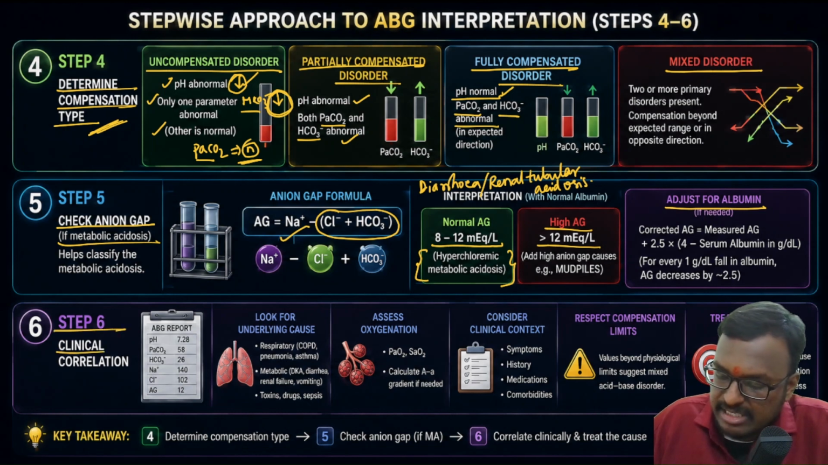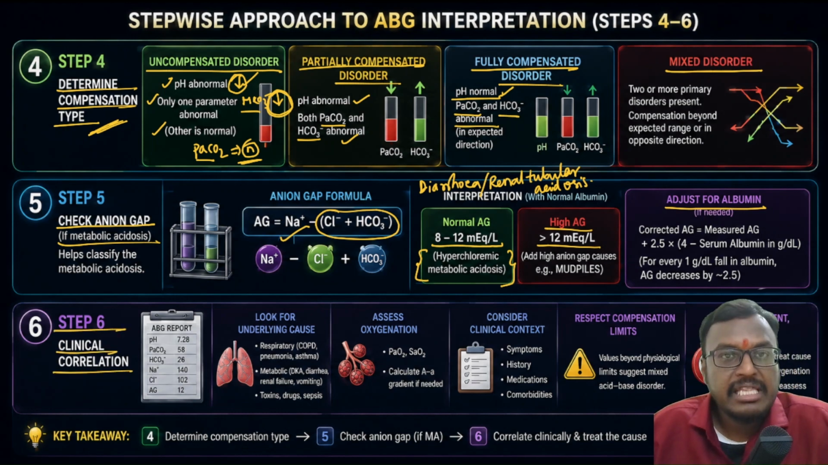Finally, coming to the sixth step, that is clinical correlation. The ABG interpretation without clinical context can be dangerous. Never treat numbers alone. Always treat the patient. Whenever you see an ABG abnormality, ask yourself, why is this happening? Is it due to COPD or pneumonia or diabetic ketoacidosis or renal failure or vomiting, sepsis, whatever the cause? What is the cause? ABG interpretation must always connect with the underlying pathology.